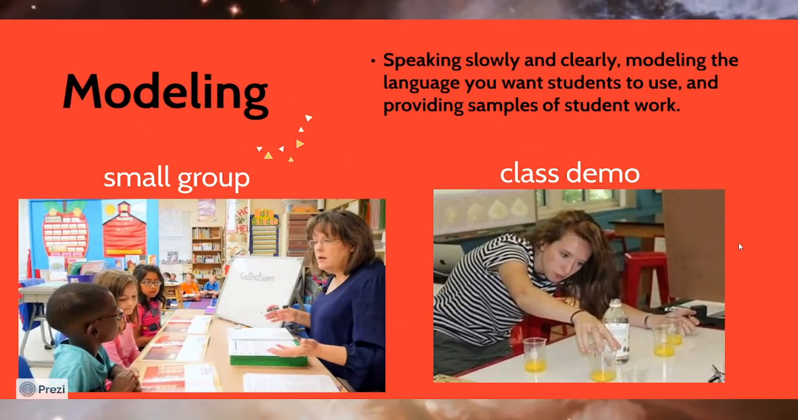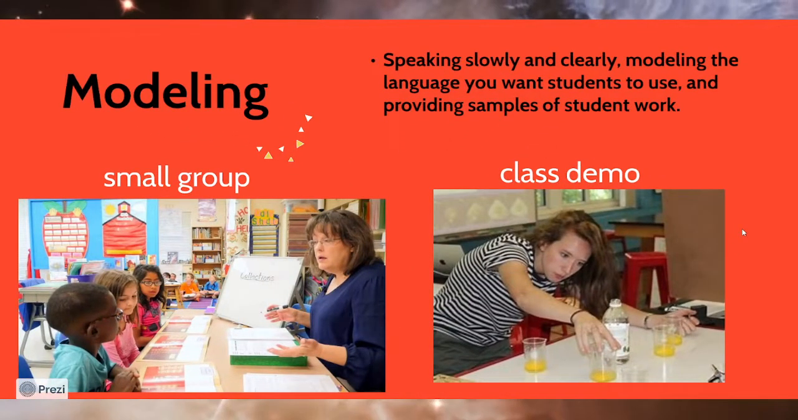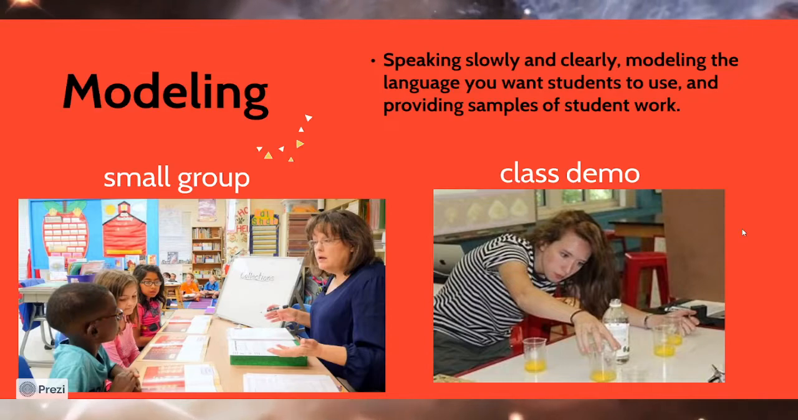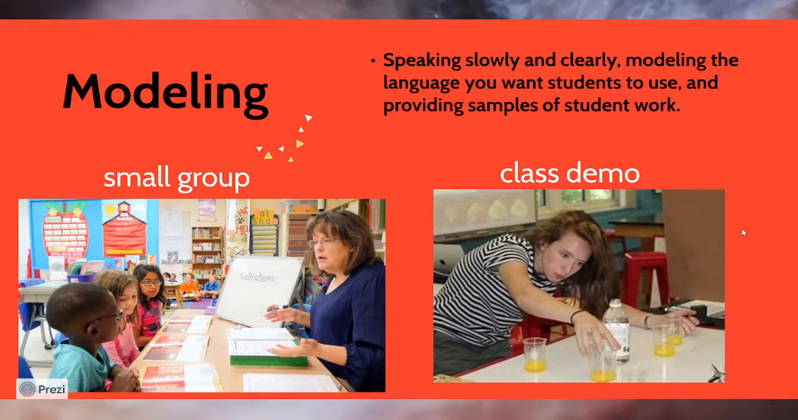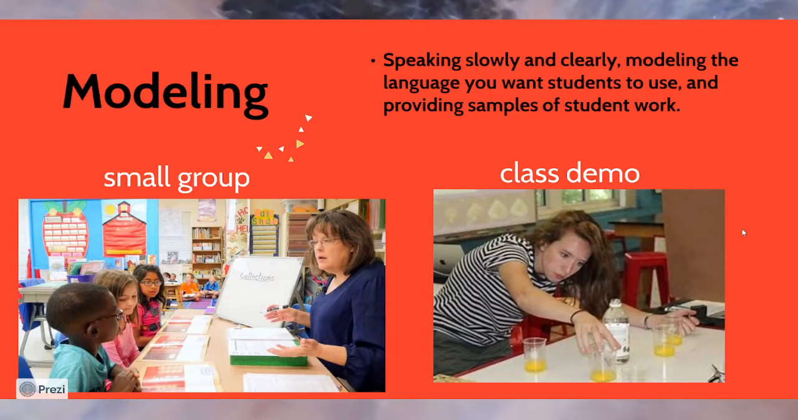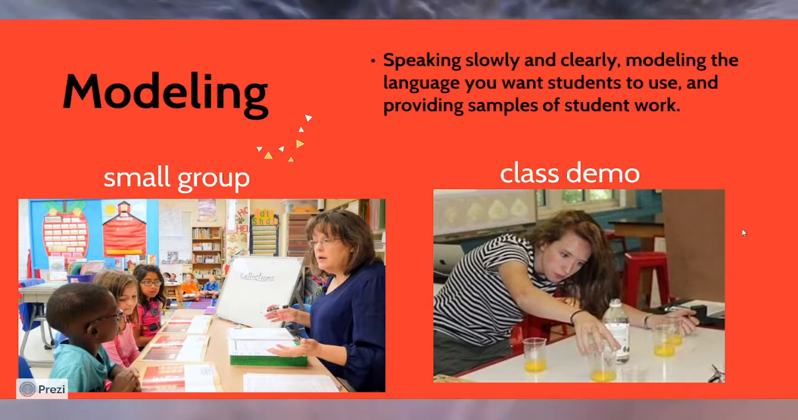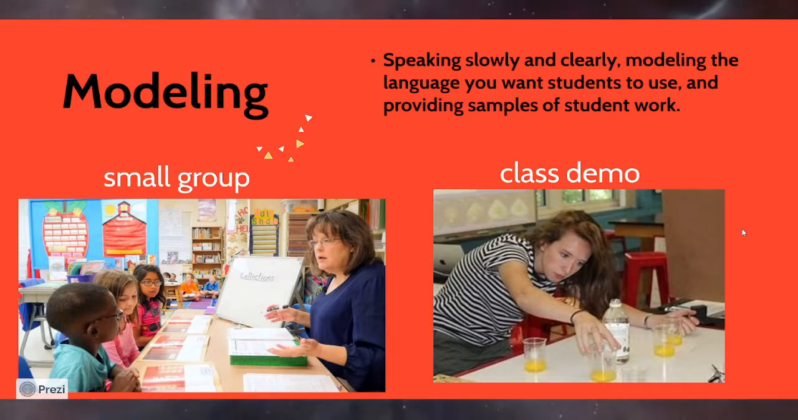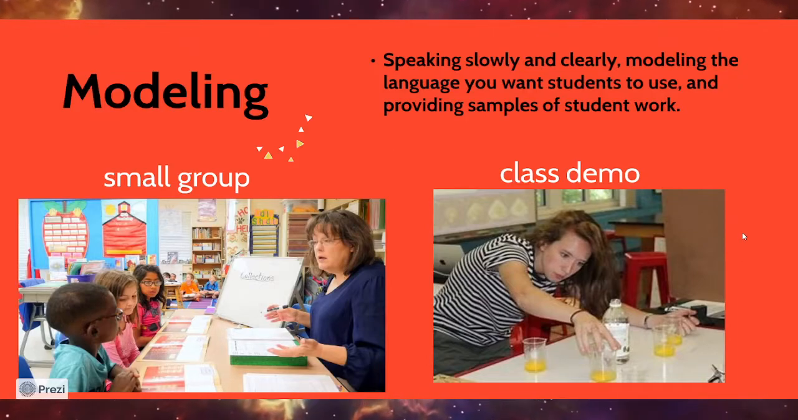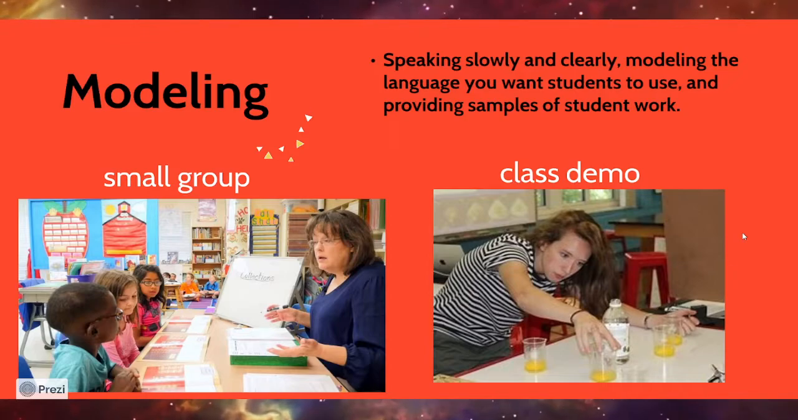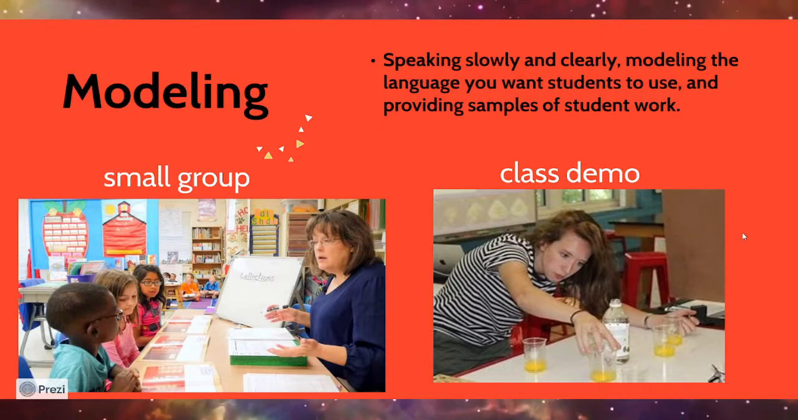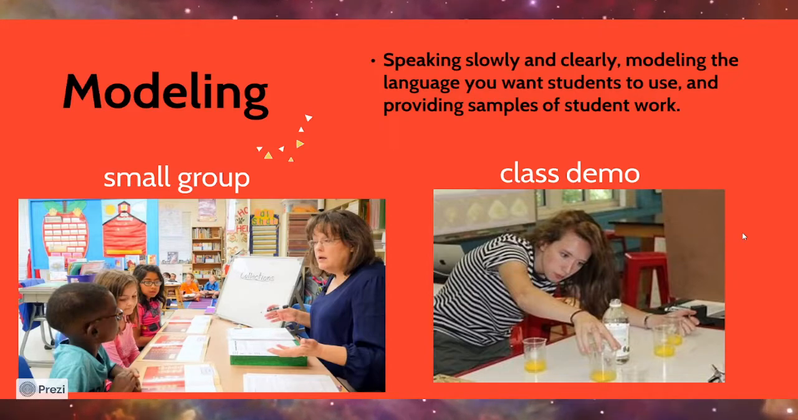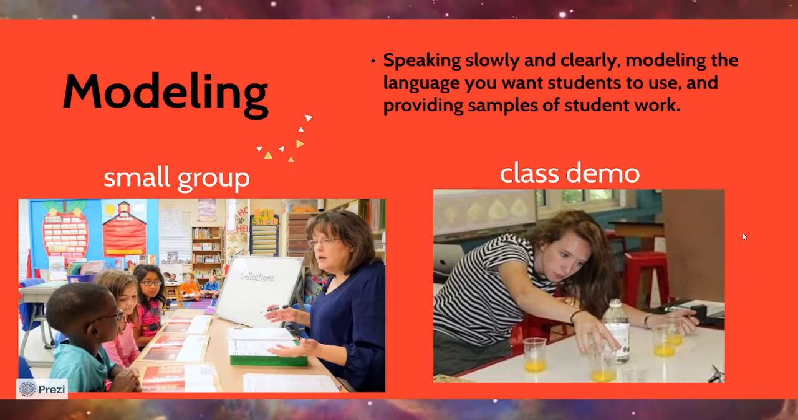Through modeling, teachers are able to model in small groups or class demonstrations, and modeling should occur through speaking slowly and clearly, modeling the language you want students to use. So if there's specific jargon to your science or math, you want to use those words and encourage the students to use them as well. And you want to provide samples of student work. So if you have examples of what you want the students to do and other students have already done it, you can use that as an example to set a standard for your students to accomplish that same thing.